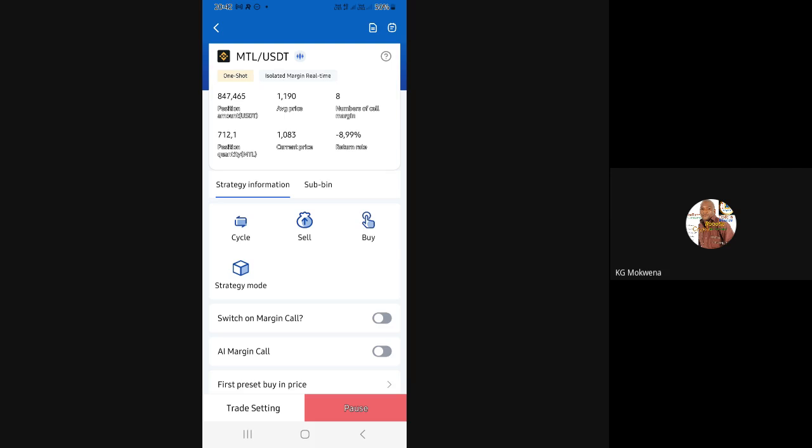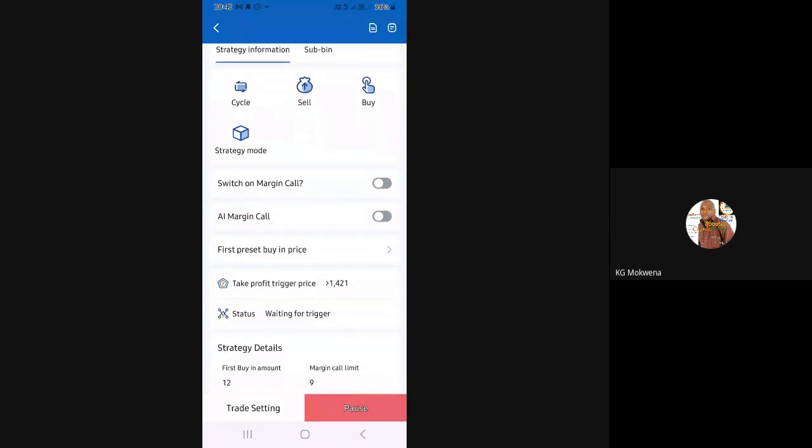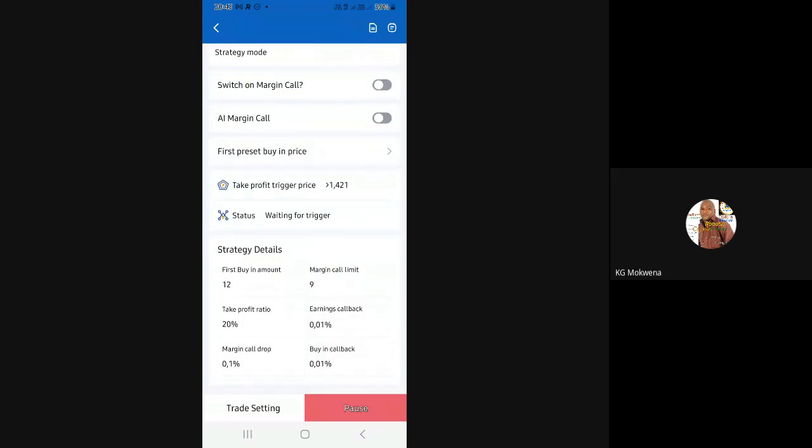Just go to the bottom of this page. We currently are at the transaction page. Go down a bit. Strategy detail is at the bottom. Keep going. Yes. So now, business partners, hold it there, sir. What is the take profit trigger price now? Look at the take profit trigger price. Please give it to us so that others can see. It's 1.4.